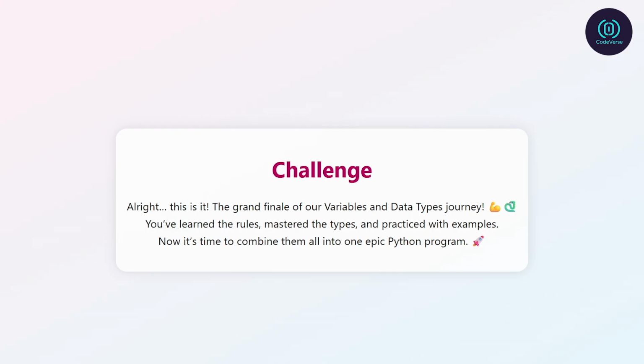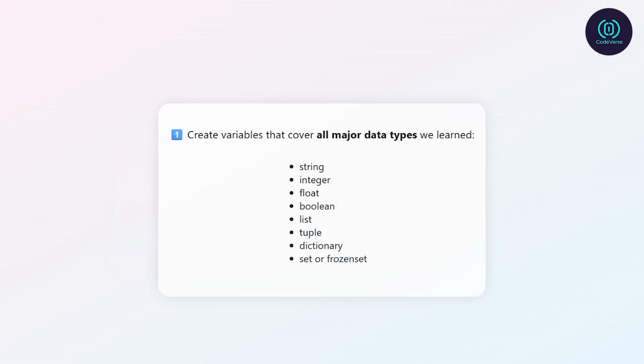Alright, this is it. The grand finale of our variables and data types journey. You've learned the rules, mastered the types, and practiced with examples. Now, your mission, should you choose to accept it, is to build your own Python user profile generator. Here's your challenge. 1. Create a program that stores at least one variable of every data type we covered: string, integer, float, Boolean, list, tuple, dictionary, set or frozen set.